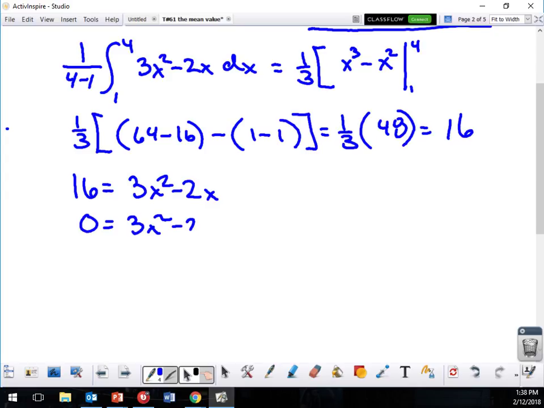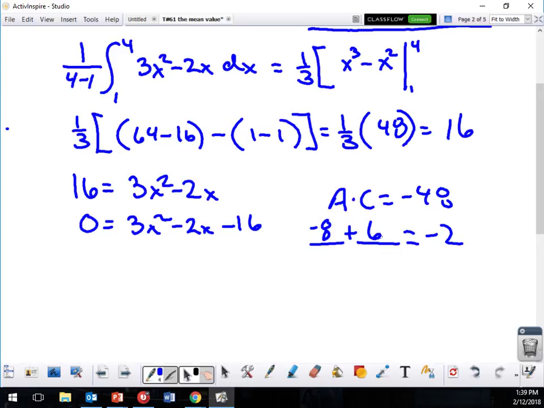3x squared minus 2x minus 16. All right, let me see. Factoring it, I should come up with a middle term of negative 8, positive 6, right? Yes. So AC method, A times C is negative 48, and then has to equal negative 2. The product of AC is going to give me a sum of negative 2. That's going to be a negative 8 and positive 6. So negative 8 times positive 6 is going to give me negative 48. Add those two together, it's going to give me negative 2.